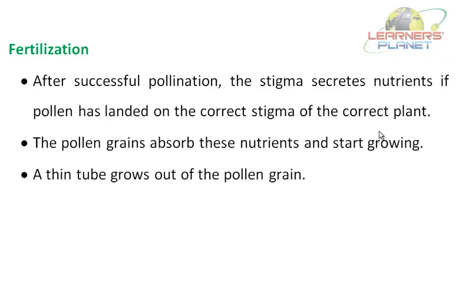Because as we discussed, the plants must be of the same species for pollination to happen. Like only pollen from a daisy can pollinate another daisy, but pollen from a rose or an apple tree would not work. So the stigma secretes nutrients if pollen has landed on the correct stigma of the correct plant. The pollen grains absorb these nutrients and then they start growing. A thin tube grows out of the pollen grain, because of which the fertilization process takes place.